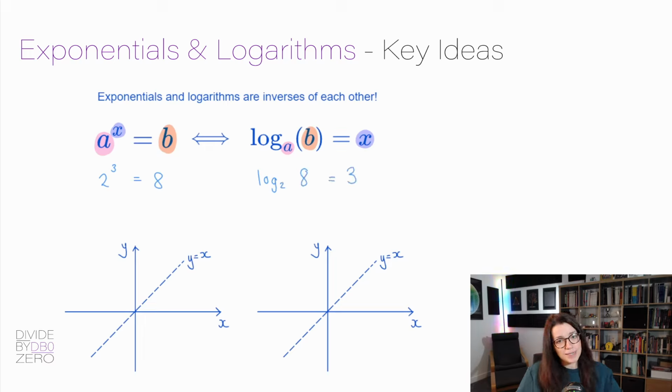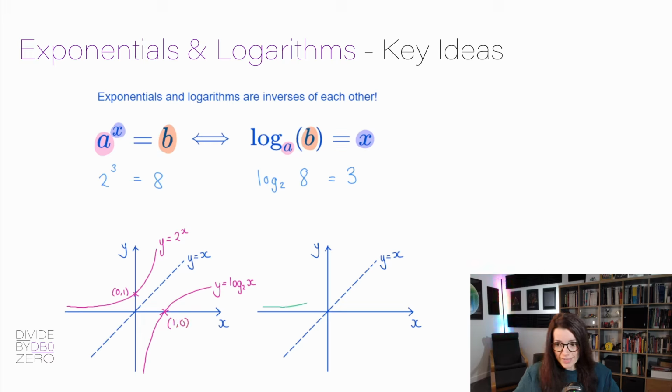Now, because exponentials and logarithms are inverses of each other, that means we can sketch the graph of log pretty easily if we remember that inverse functions are reflections of each other in the line y equals x. So if we have the graph of 2 to the power of x here, going through (0, 1), as discussed, then if we want the graph of log base 2 of x, that's going to be a reflection. Because it's a reflection in the line y equals x, this point of intersection is (1, 0).